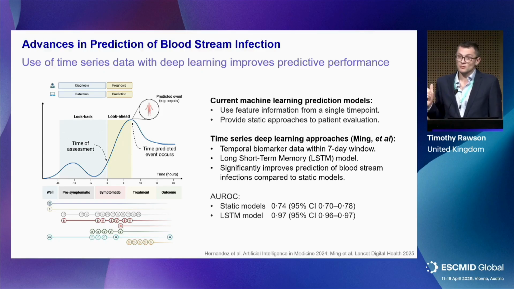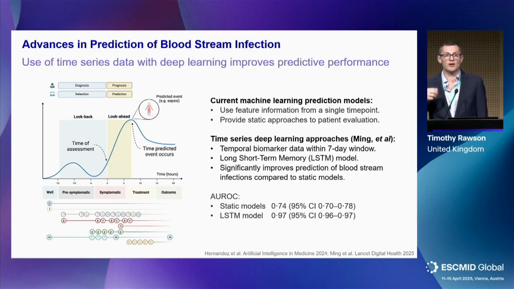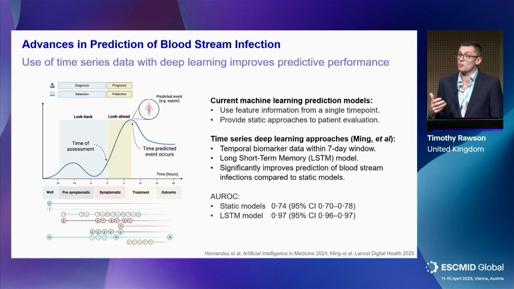And there's been some really nice work by Damien Ming and Bernard Hernandez recently looking at this and saying, okay, so over the course of someone's journey through hospital, there is a temporal change in their biomarkers, in their vital signs, and how do we capture this and incorporate these changes and trends into our prediction modeling?